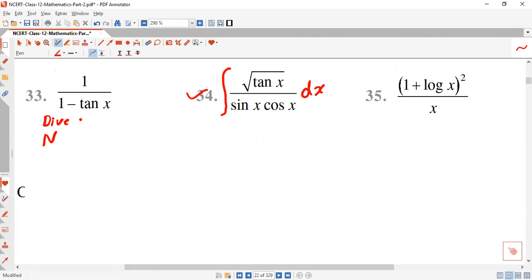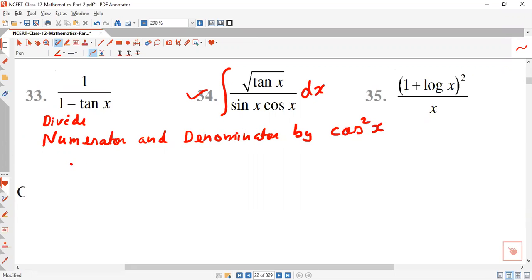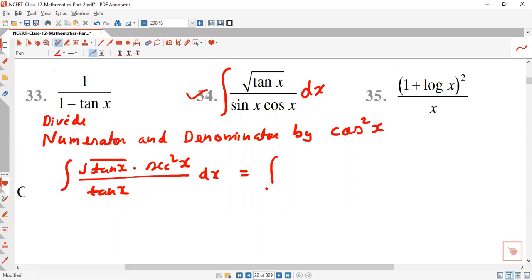So we divide the numerator and denominator by cos square x. What are we getting? We get root tan x into sec square x divided by, in the bottom side, tan x dx. So this becomes sec square x dx divided by root tan x.